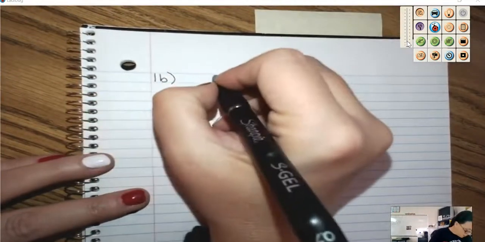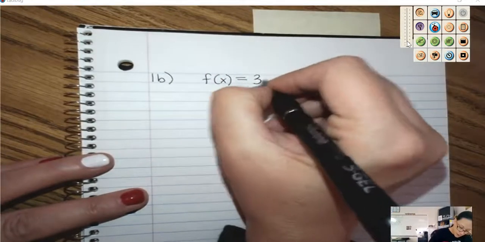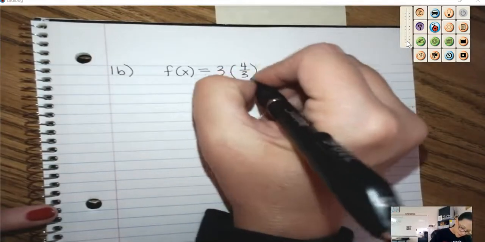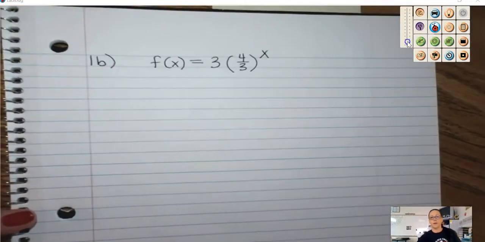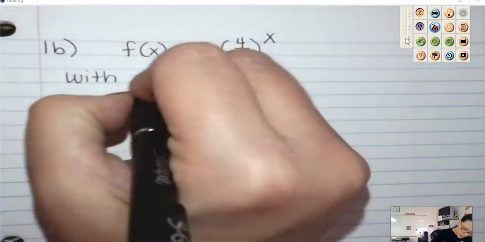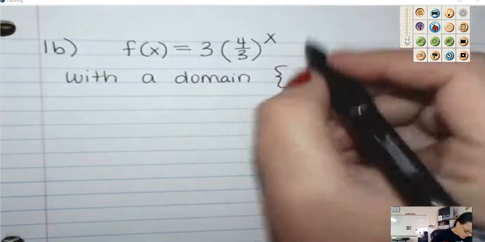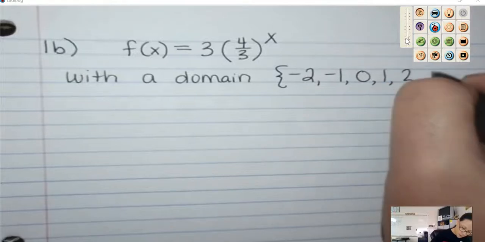Okay, for 1b, the equation is f of x equals 3 times 4/3 to the x power. And we're going to graph it with the domain of -2, -1, 0, 1, 2, 3.